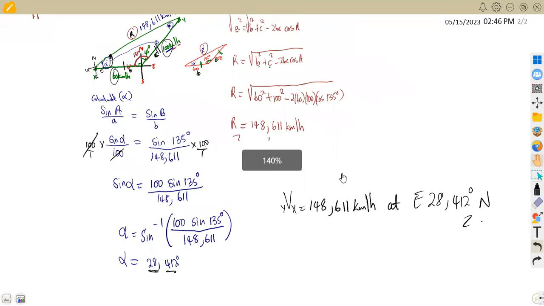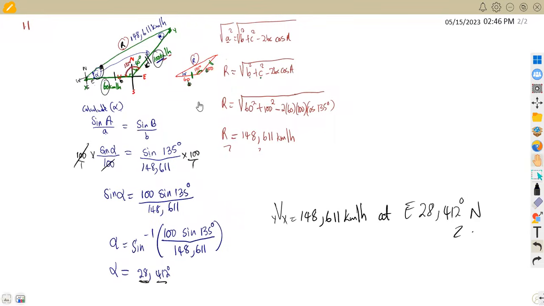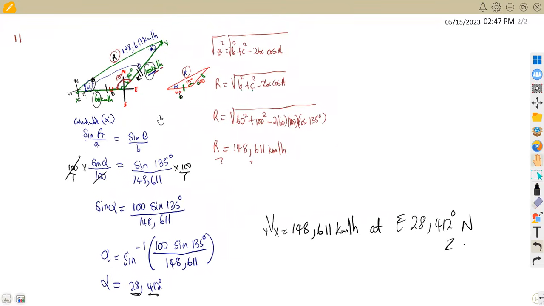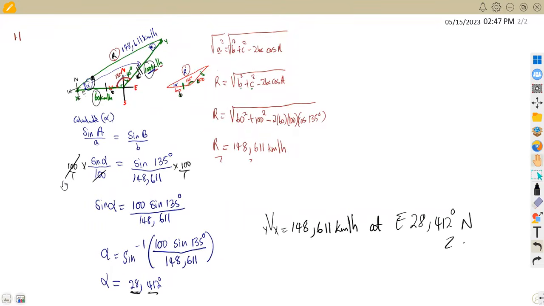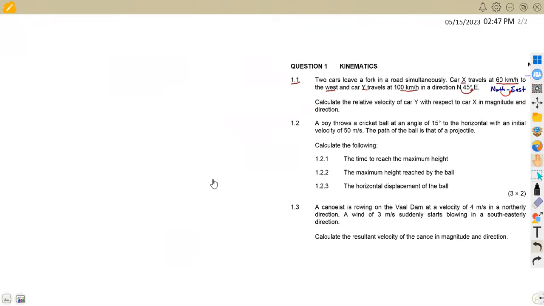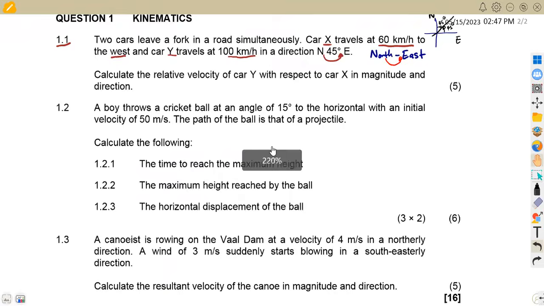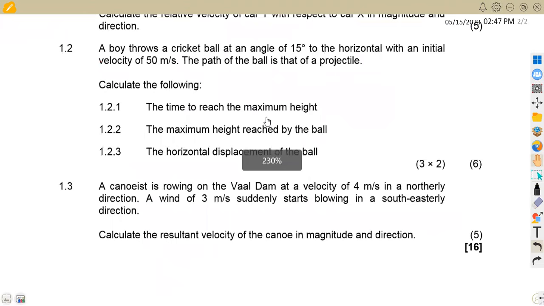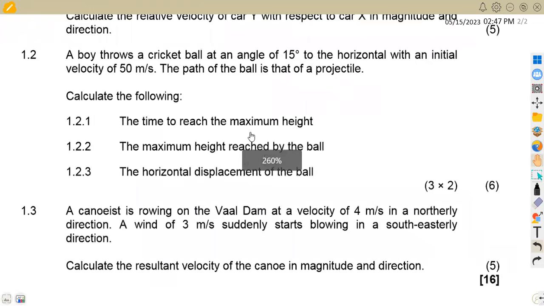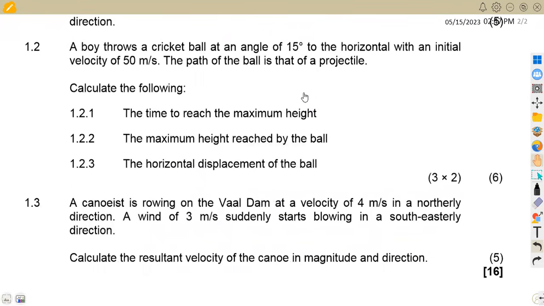So these are the typical questions that you might be given. All you need is to play around with your diagram, the formulas from your mathematical presentation there. We can apply back that part. All right, so let's check the other part of the question 1.2, where we are given that a boy throws a cricket ball at an angle of 15 degrees to the horizontal with an initial velocity of 50 meters per second. The path of the ball is that of a projectile.